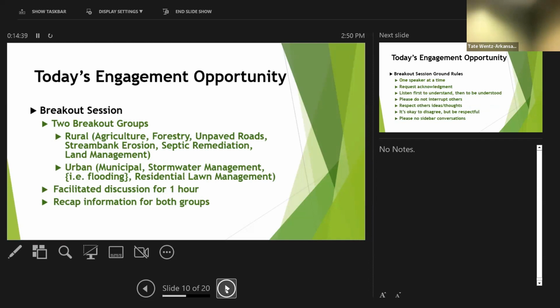So the rural breakout group will be talking about things such as agriculture, forestry, unpaved roads, stream bank erosion, which I know can fit really in either group, but septic remediation, land management, those types of topics are anticipated there. And in the urban breakout group, looking at topics such as municipal issues, stormwater management, which can be flooding or just stormwater quality as well, and also residential lawn management or maybe other urban issues that we have listed up there.